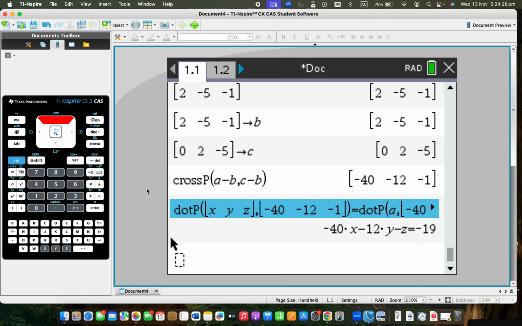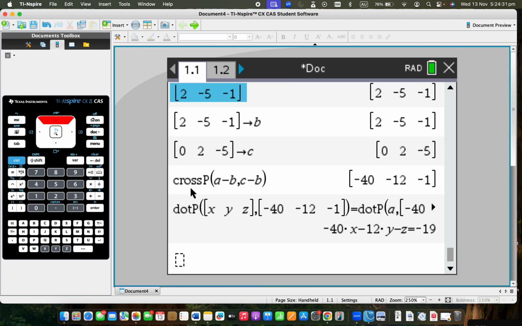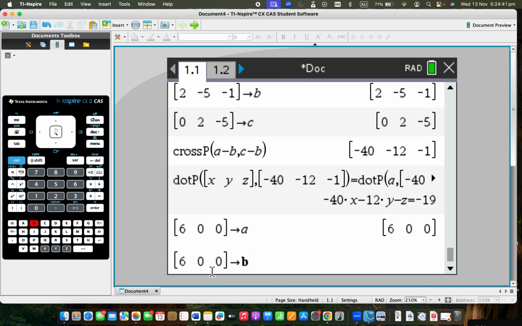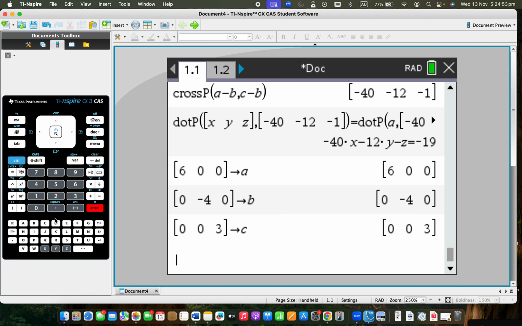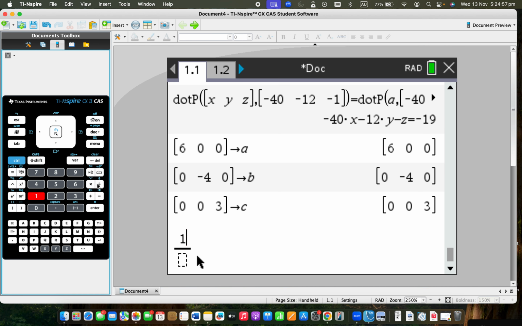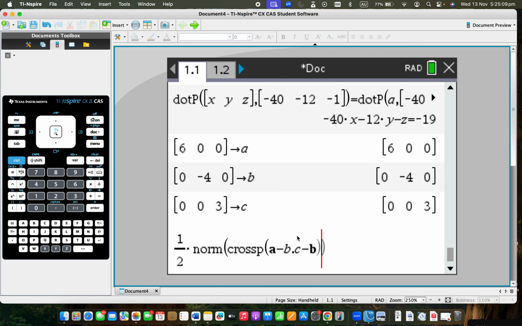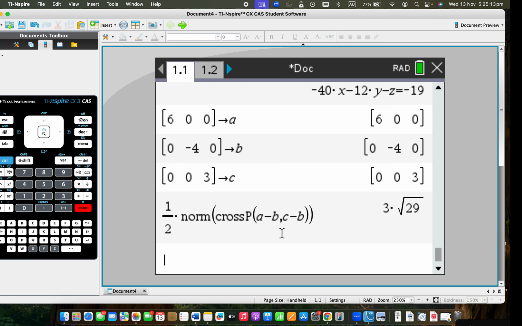So let me just change my A, B, and C. So if I say A is 6, 0, 0, B is 0, -4, 0, and C is 0, 0, 3, then we can say a half times norm of the cross product of A minus B, comma, C minus B. Oops, that's a comma. So 3√29.